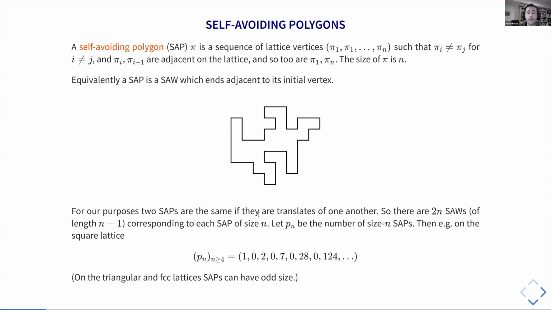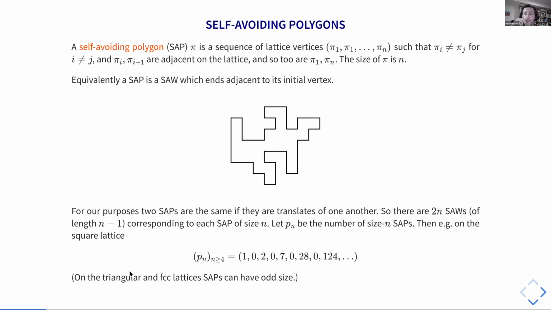And so if we write down the sequence of the number of these things of a given size on a bipartite graph, every second term is going to be 0, because they can only occur at even size. On some other lattices, and I'll also be talking here about the triangular lattice and the FCC lattice, those are not bipartite, and so we can have polygons of odd size.